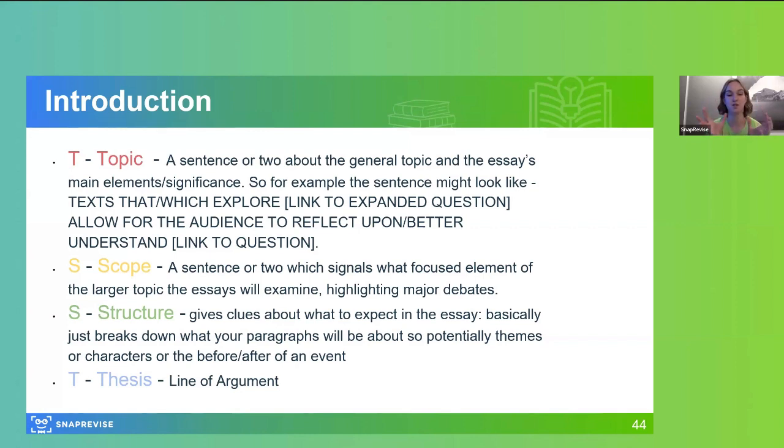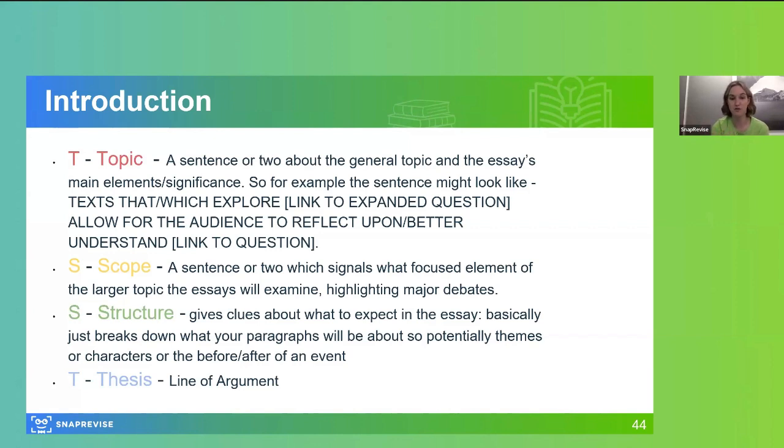This is a structure that I think I used at school and was also retaught at uni during my English degree. It's topic, scope, structure, thesis, so you can think about it as TSST. All of these structures I'm going to give you are basically just more fleshed out versions of PEA. Topic obviously stands for your topic sentence. It's a sentence or two about the essay's main significance. For example, you might say texts which explore blank allow the audience to reflect more upon blank. So again, you're making your initial point.